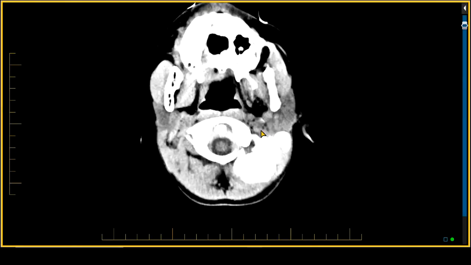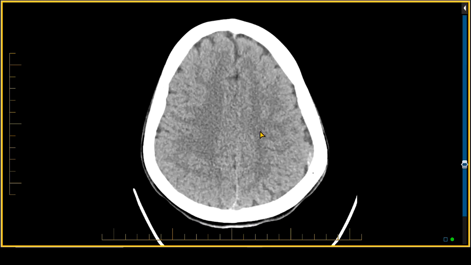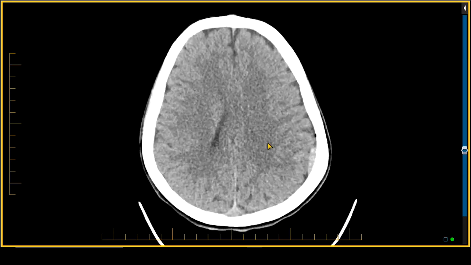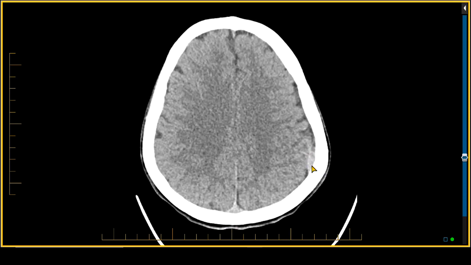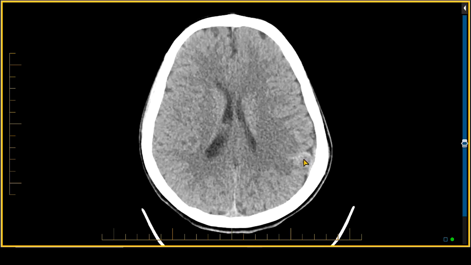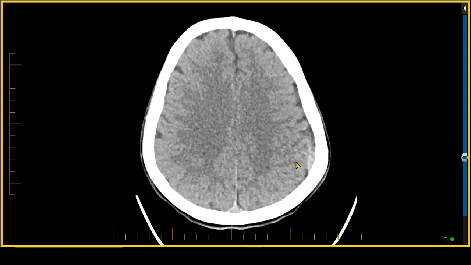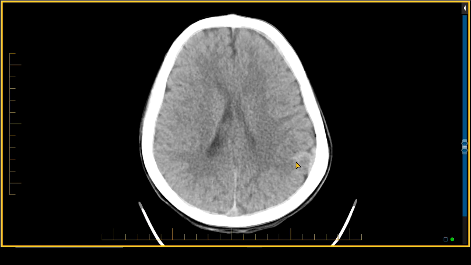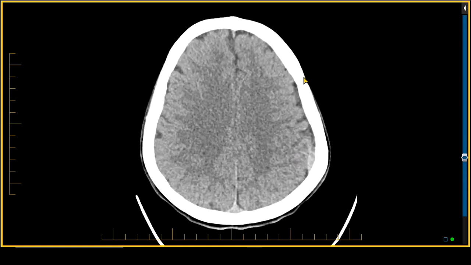This was a passenger, an 11-year-old passenger in a motor vehicle collision. The CT scan shows a relatively small collection over the left parietal region that has a lentiform shape to it, and there is associated some subarachnoid hemorrhage. But it looks like a relatively small area of injury.